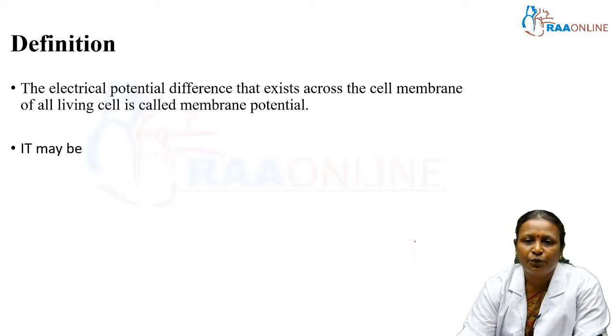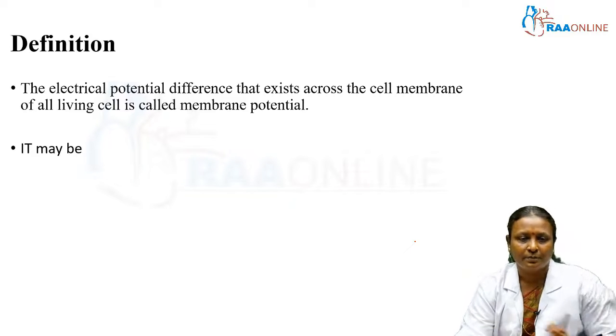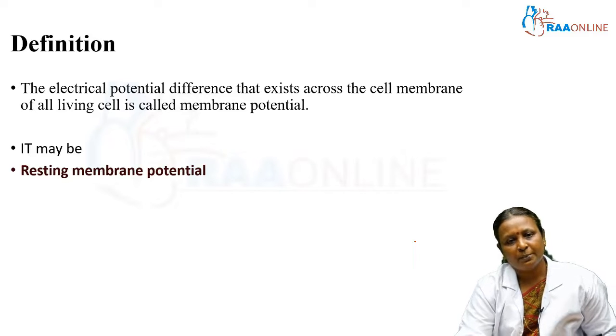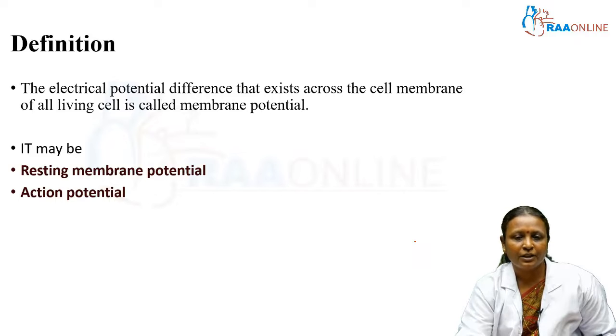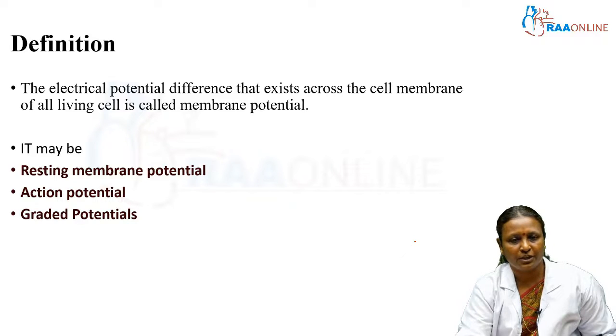So, the definition for membrane potential: the electrical potential difference that exists across the cell membrane of all living cells is called the membrane potential. Every living cell has a membrane potential. When a stimulus alters this membrane potential, you call the cell excitable. What are the types of membrane potential? You have resting membrane potential, action potential, and graded potential.